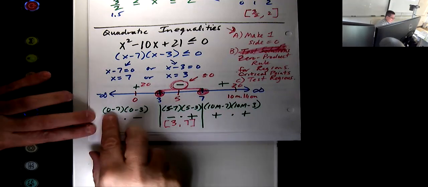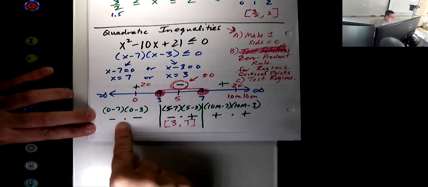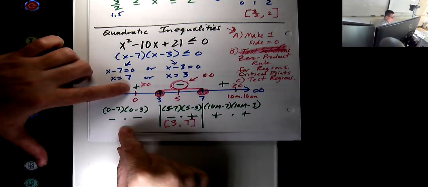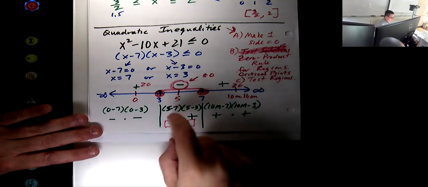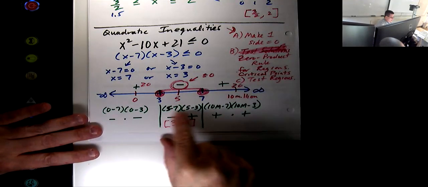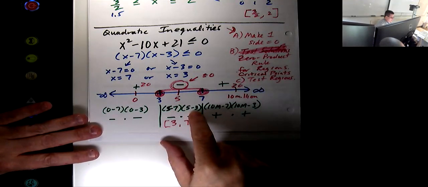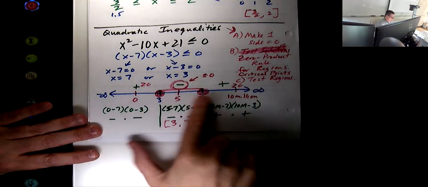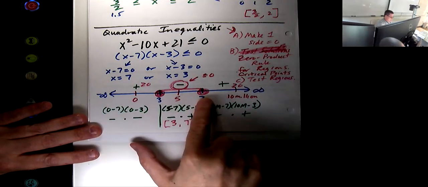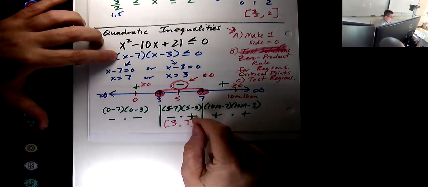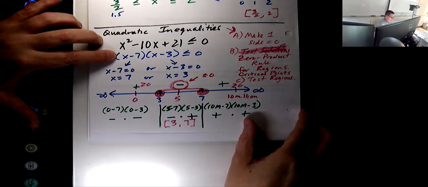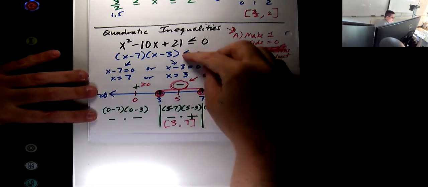Like this would have been -7 times -3 is positive 21. The 21 isn't the important part about it. The plus sign is the important part. Here, this would have been -2 times +2. -2 times +2 is -4. The 4 didn't matter, the negative mattered. Every value that I plug in between 3 and 7 is going to generate, one of these will be negative and one of these will be positive. And once we have that, we pick our region that matches this.